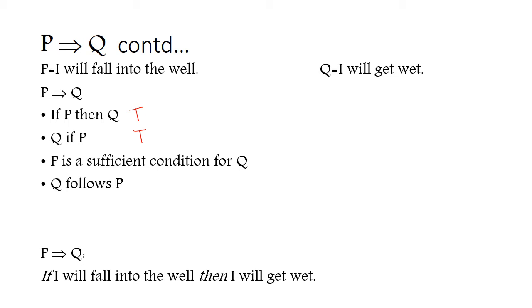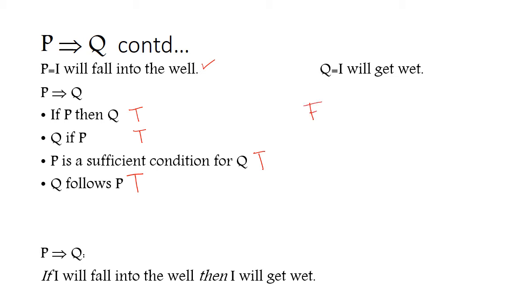P is a sufficient condition for Q. Falling into the well is sufficient for me to get wet. This is also possible. Q follows P, that is, I am getting wet. This event is following which event? I am falling into the well. So these are the 4 true combinations.